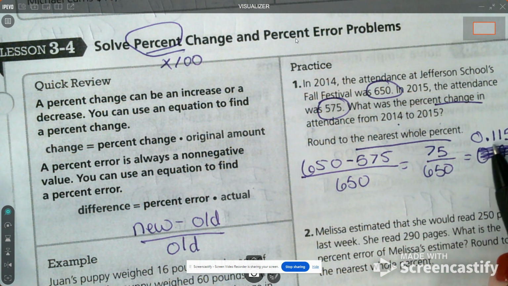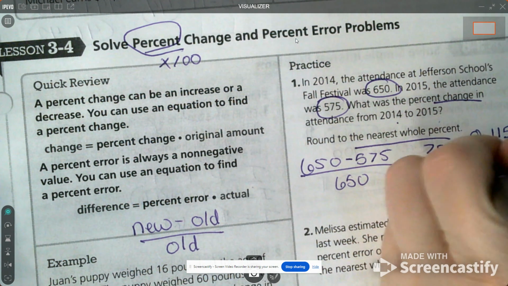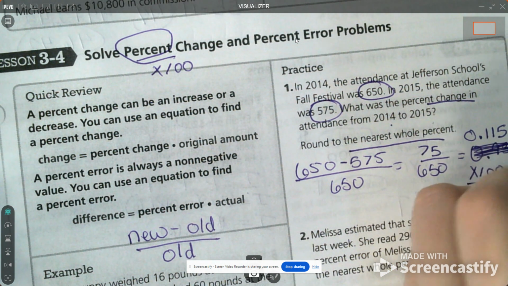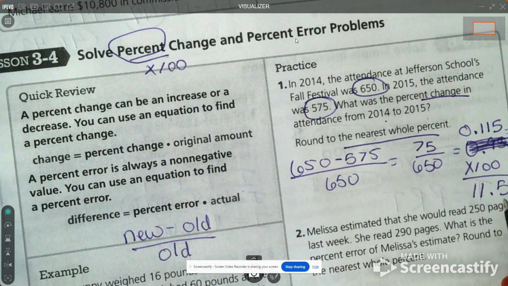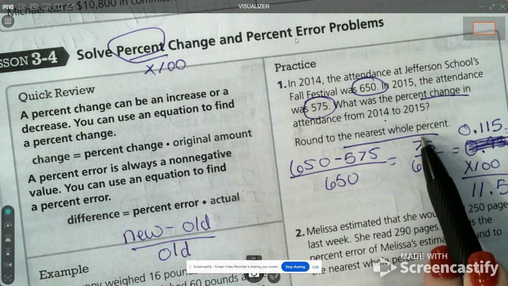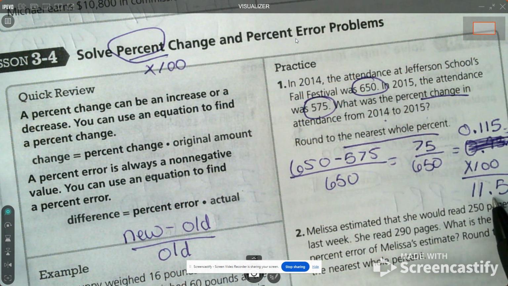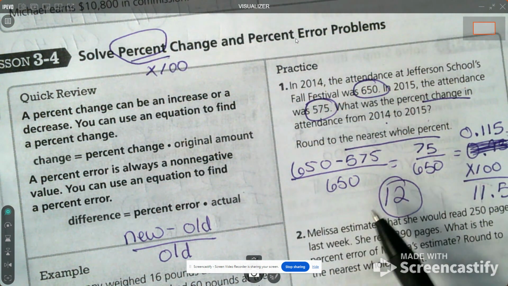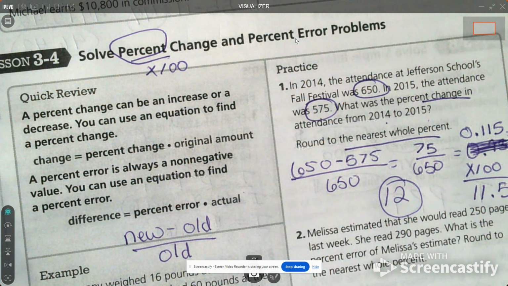So it's 0.115. We know we have to multiply it by 100 to change it to a percent, which is 11.5. If this was your final answer, you would get most of your points on your test, but you wouldn't get all of them because it says to round to the nearest whole. What would the nearest whole be? Would it be 11 or 12, Shelby? It would be 12. So 12 would get you all of your points on your test. 11.5 would get you most.